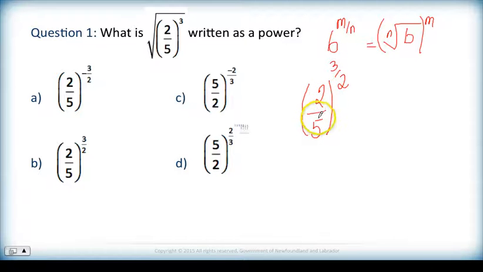If we look at what we have, there is no need for a negative exponent, so A and C are eliminated. And we are left with B and D. There is no negative exponent in the question here, so we do not need to take the reciprocal. The base stays as 2/5, and we are left with 2/5 to the exponent of 3 divided by 2.